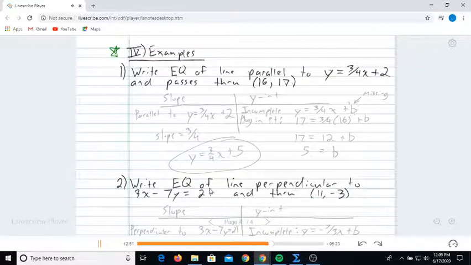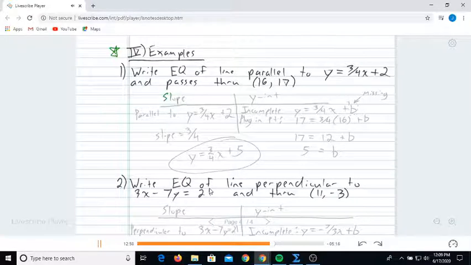So, write the equation of the line that's parallel to y equals 3/4 x plus 2 and passes through that point. So, it's like that example I botched earlier, but the strategy remains the same. We need to figure out slope first and y-intercept.